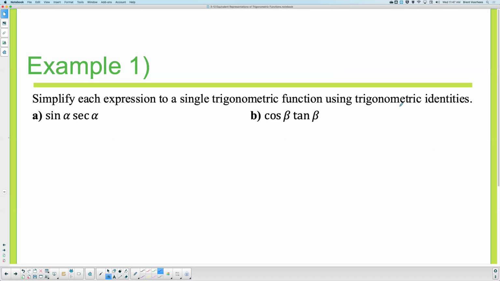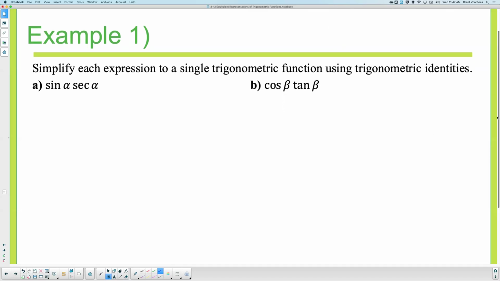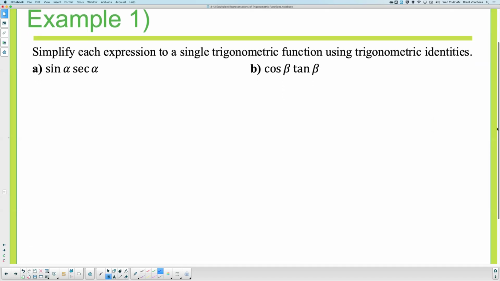Example 1. It says here, simplify each expression to a single trigonometric function using trigonometric identities. Here's our goal. We want to simplify these to a single, that means one trig function. So right now, how many trig functions are there? Right here, 2. Perfect. How many do we have to simplify it to? 1.